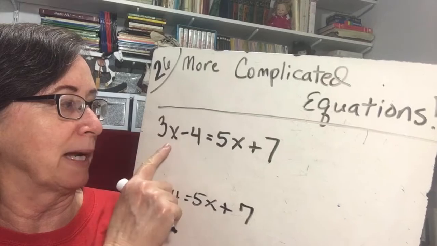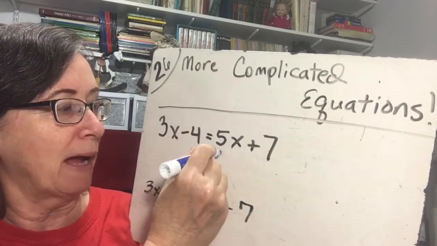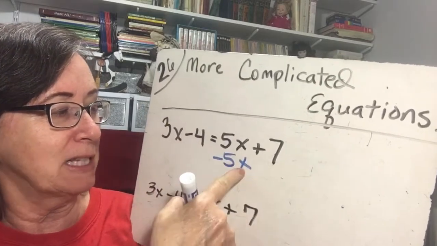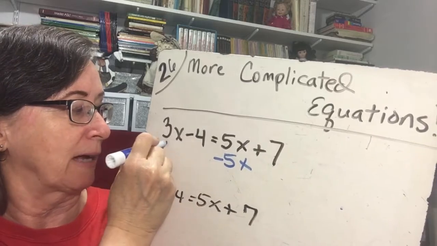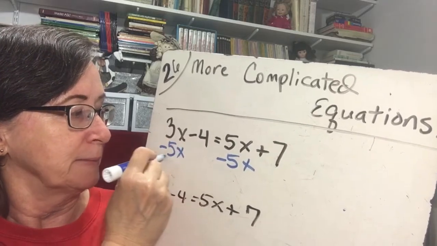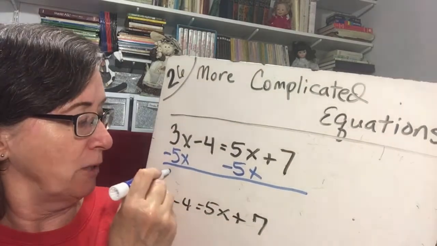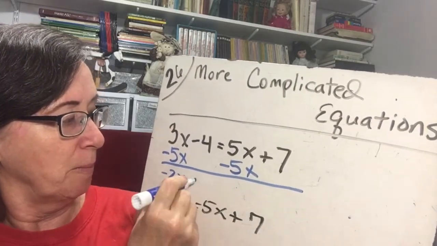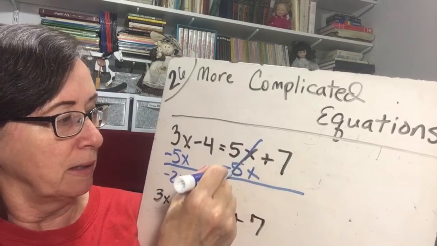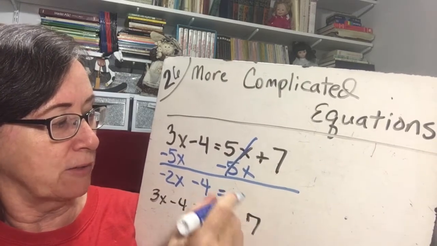So we're going to subtract the 5x to get this variable over here and subtract the 5x. Okay, so now we have a negative 2x minus 4, and then on the other side is 7.